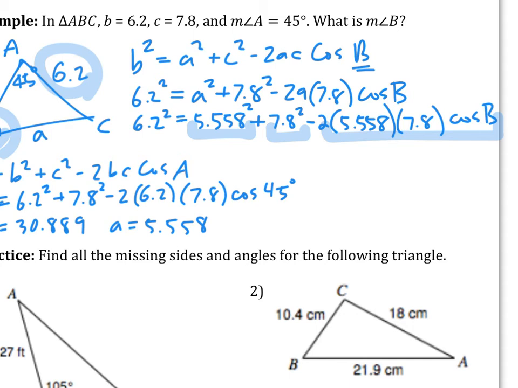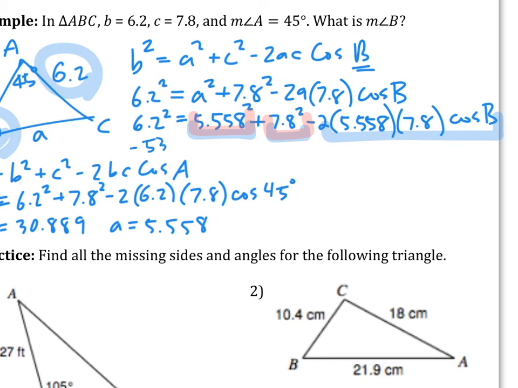Okay, so just using your algebra sense, the first thing we need to do is get rid of the things that are farthest from B. The farthest things from B are these 2 terms in the front, right? These 2. So we're going to take 6.2 squared and subtract those 2. So 6.2 squared minus 5.558 squared minus 7.8 squared. All right, we have a negative 53.